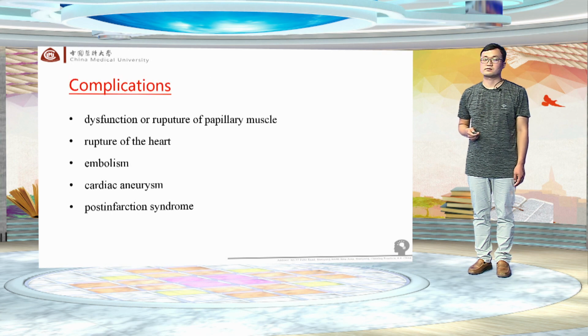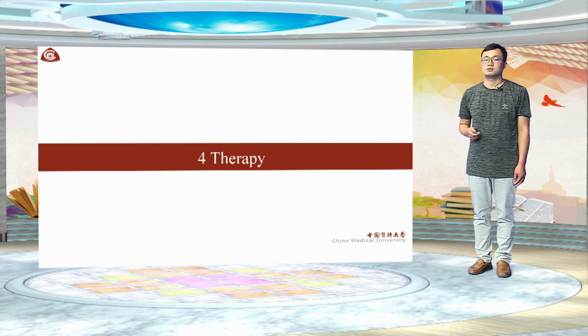The complications include the following 5 aspects: dysfunction or rupture of the papillary muscle, rupture of the heart, embolism, cardiac aneurysm, and post-infarction syndrome. Part 4, therapy.